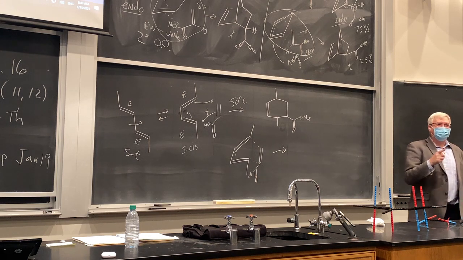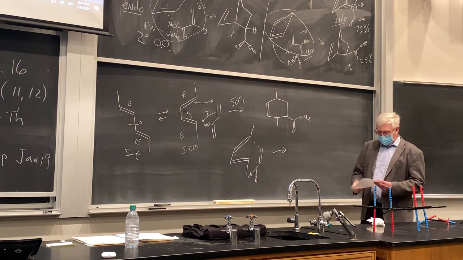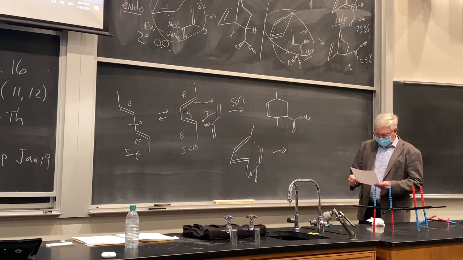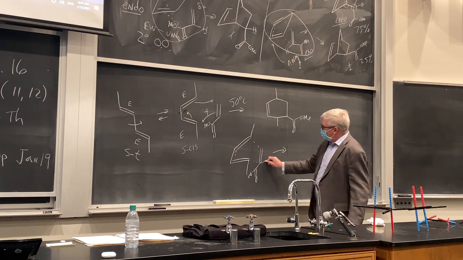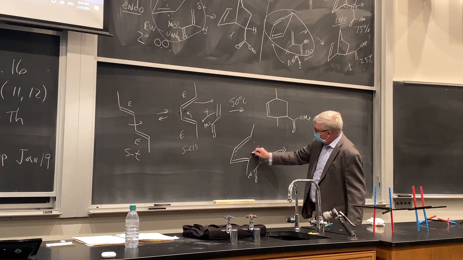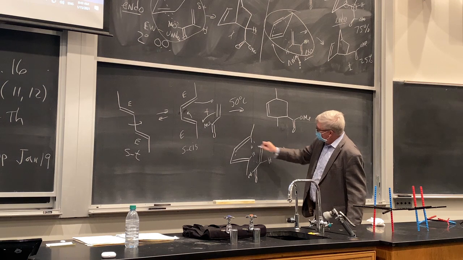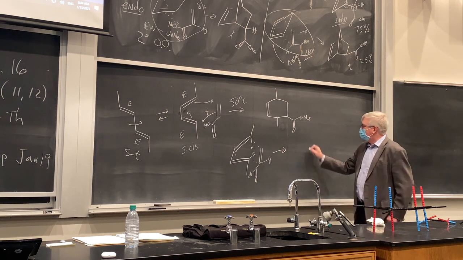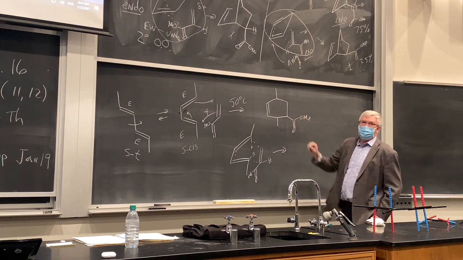Endo, very good. That's the major one. In fact, the selectivity here is 6 to 1 for the endo, with some of the exos forming. But this would be the endo. And notice that it helps to add in the hydrogens here. Can you already tell what the stereochemistry is going to be here?